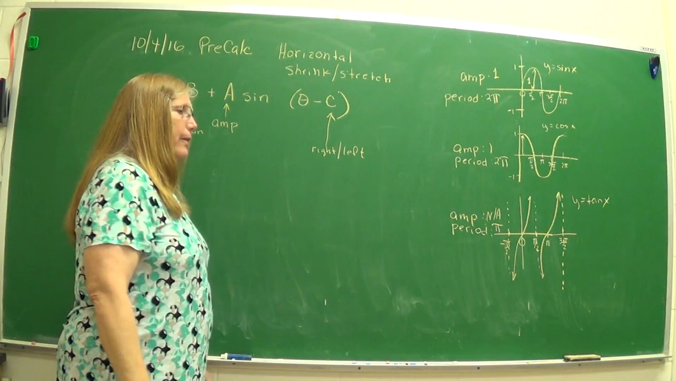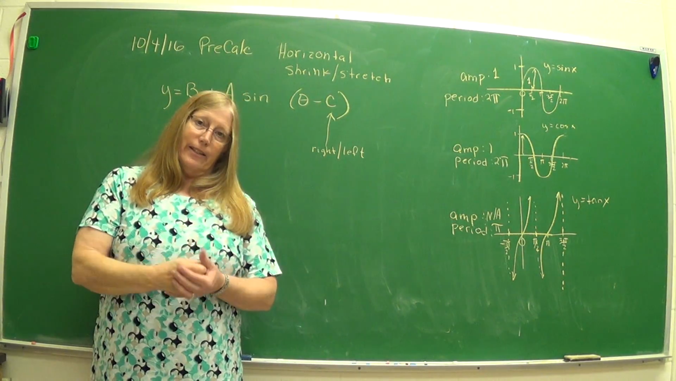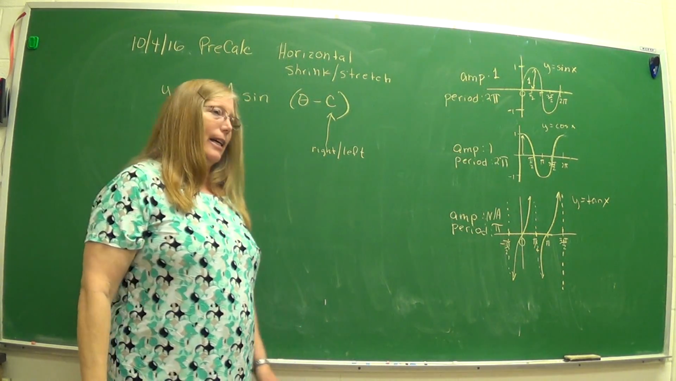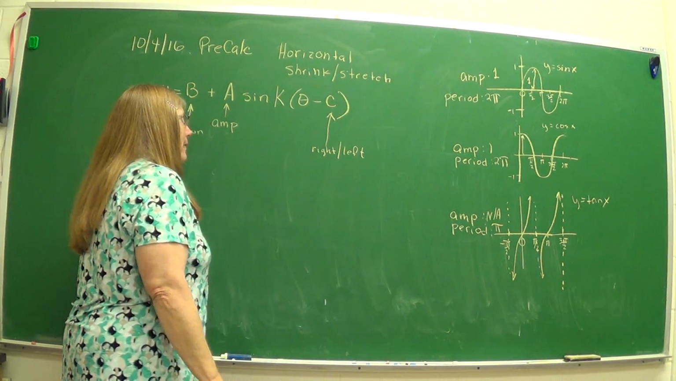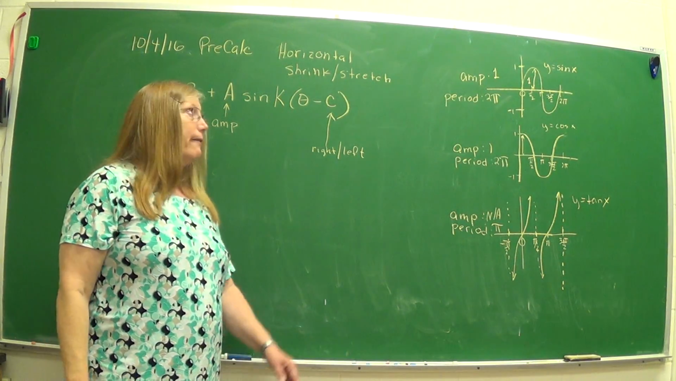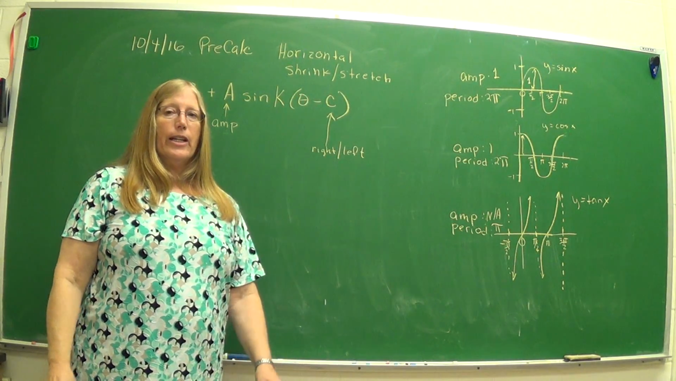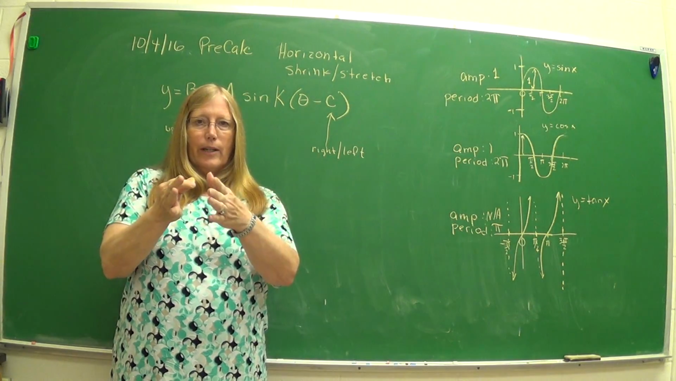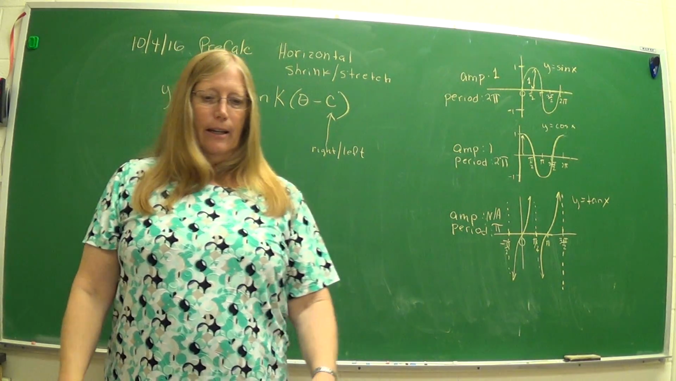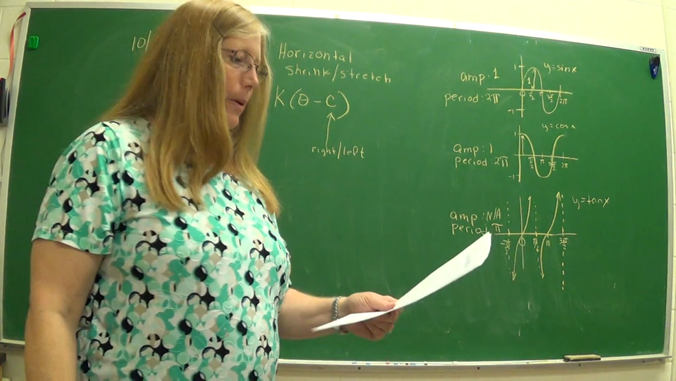So the last player to come out and play this game with us is K. And K is going to be situated right here. And K's effect on the whole graph is stated above. It creates a horizontal stretch of the curve or a horizontal shrink of the curve. And so let's do an example and see how it works.